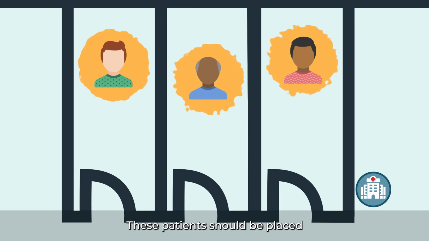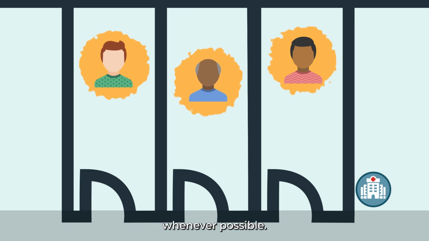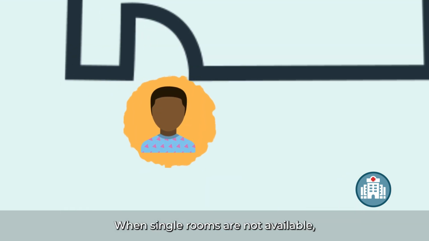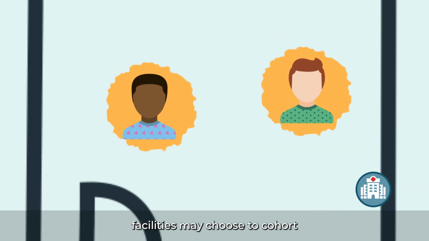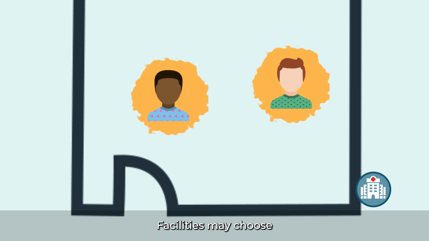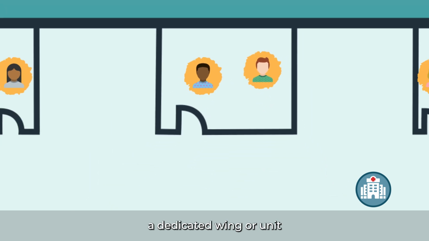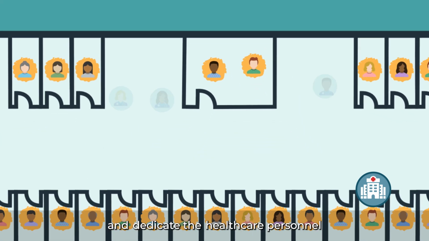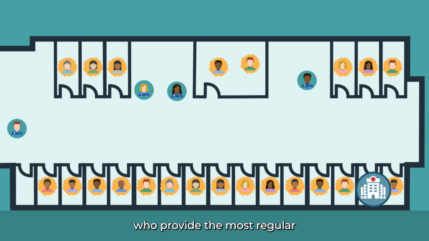These patients should be placed in a single patient room whenever possible. When single rooms are not available, facilities may choose to cohort patients with Candida auris. Facilities may choose to place these patients in a dedicated wing or unit and dedicate the healthcare personnel who provide the most regular care to the patients.